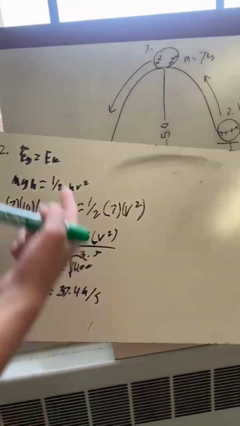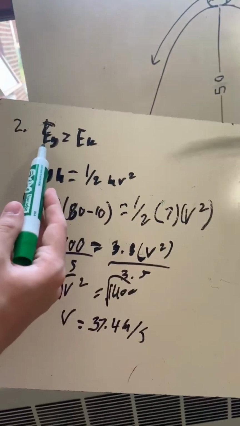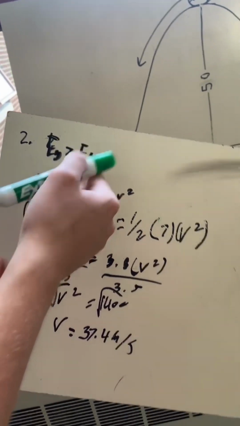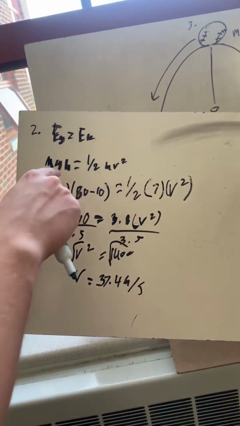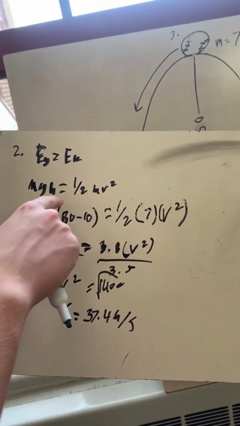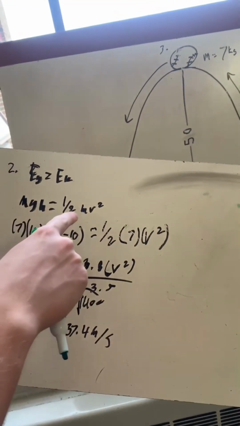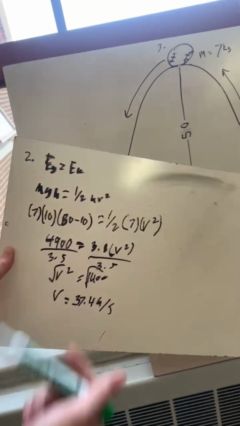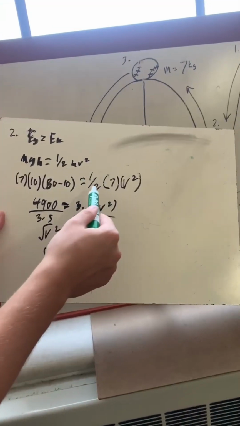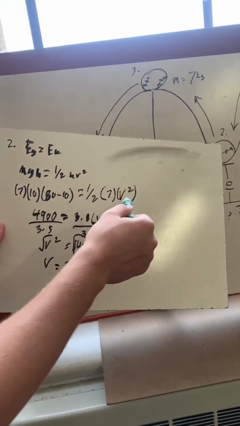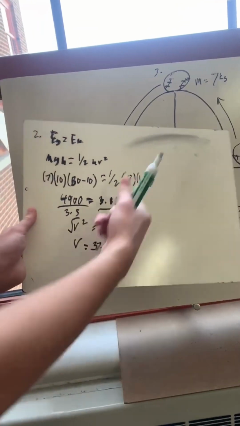So as you can see, energy of gravity, potential, has to equal kinetic energy. Mass times gravity times the height is equal to 1/2 mass times velocity squared. So we plug in the numbers: 7, 10, force of gravity, 80 minus 10 for the height from 1 to 2, equals 1/2 mass of 7, velocity squared, which is what we want to find, velocity.